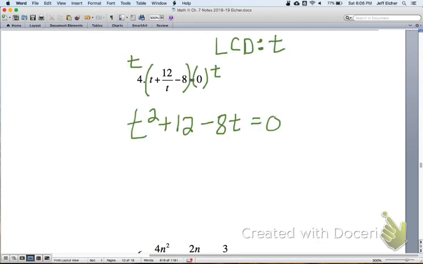All right, this is where we'll pick it up. Our lowest common denominator was a t. We only have one denominator here. So we're going to multiply both sides by t. And when we did that, it distributes to each term. Multiply every term by t.